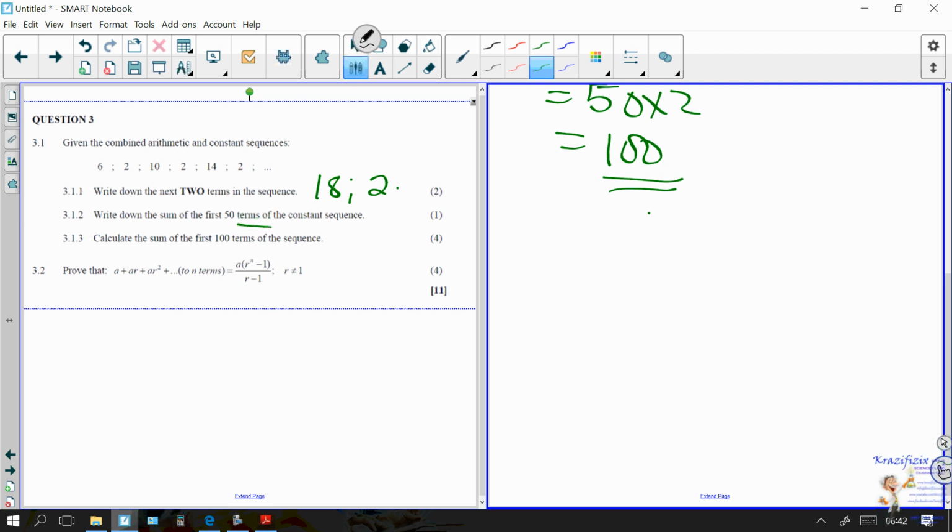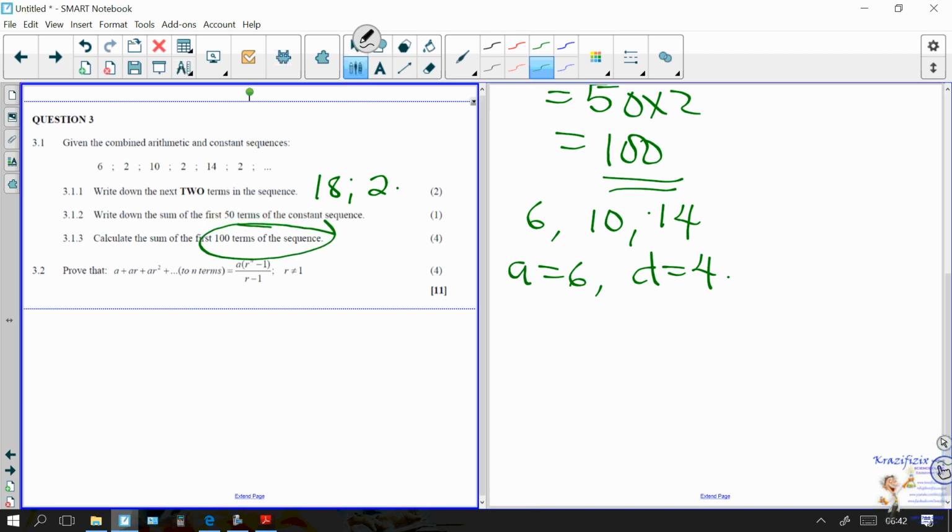Calculate the sum of the first 100 terms of this sequence. I love this question. Now, our arithmetic sequence is 6, 10, 14. That's all I need. My a is 6. My d is 4. What is the sum?